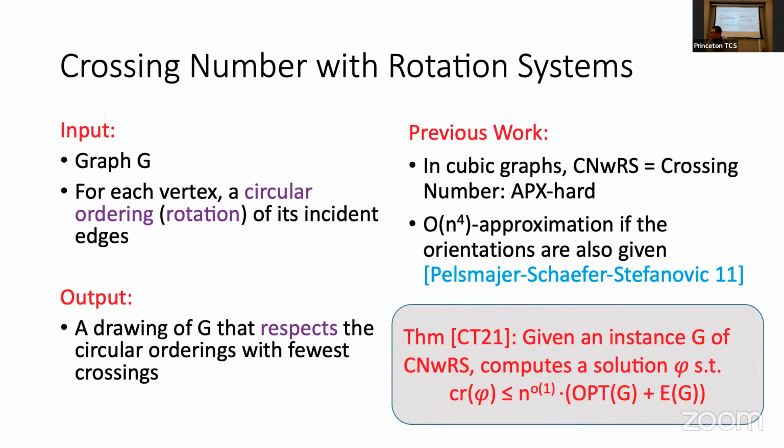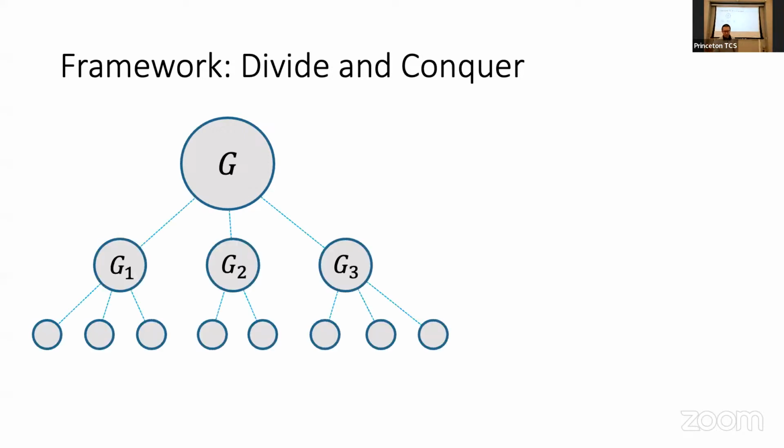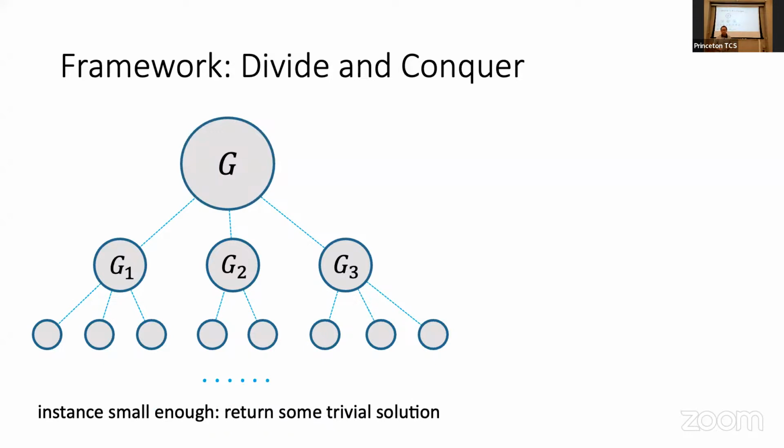Okay, so yeah, I hope that I can give some ideas on how this n to the 1 is achieved, if there's still some time. So the framework of this algorithm is divide and conquer. We want to divide the input graph into smaller ones and further smaller ones, until they are small enough that we can use some simple algorithm to compute a near optimal drawing. For example, if the graph has small enough size, like log n size, we can enumerate all kinds of possible drawings and find the best one.